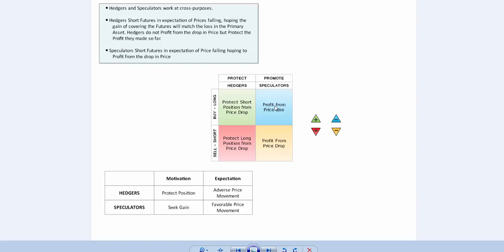So what are we? For the most part, we're speculators. We profit from a price rise, and if we're sellers, we profit from a price drop. So it's incredibly important to understand the difference between the two.